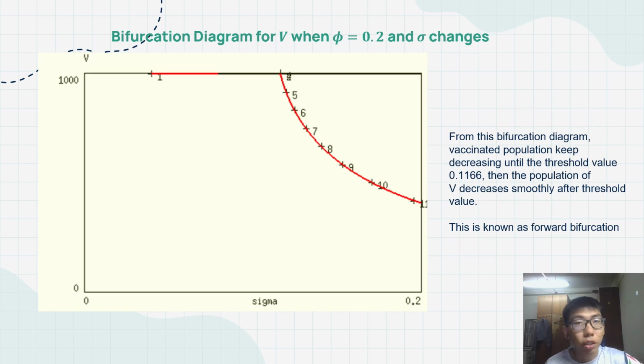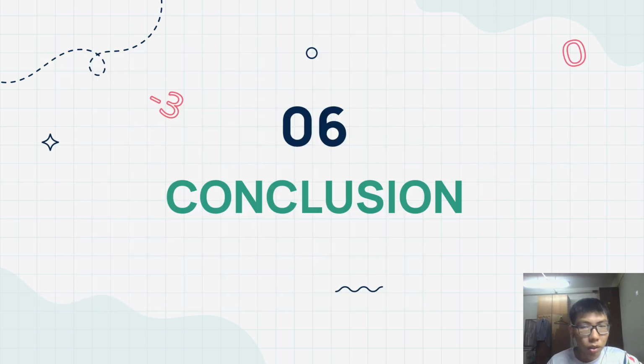Next, the bifurcation diagram for V when phi equal to 0.2 and we change the value of sigma. Similarly, the diagram is opposite, so the vaccinated population will keep decreasing until the threshold value of 0.1166, and the population of V decreases smoothly after the threshold value, and this is known as forward bifurcation.